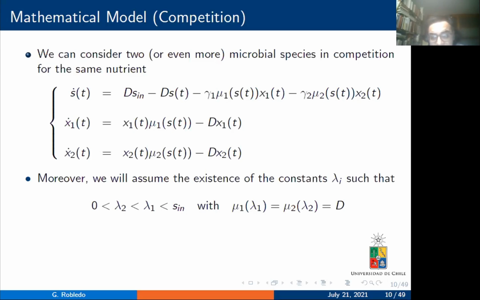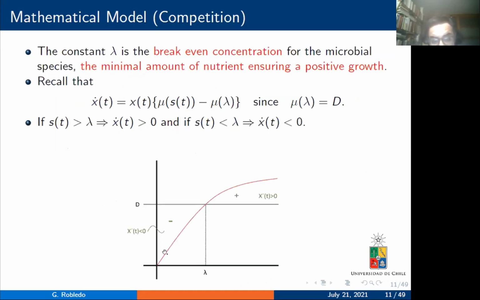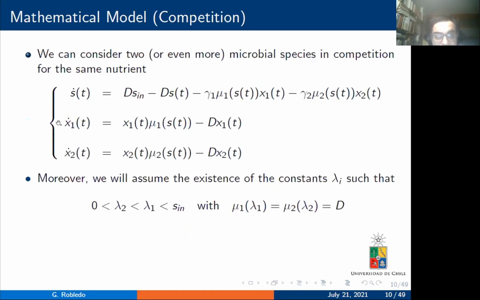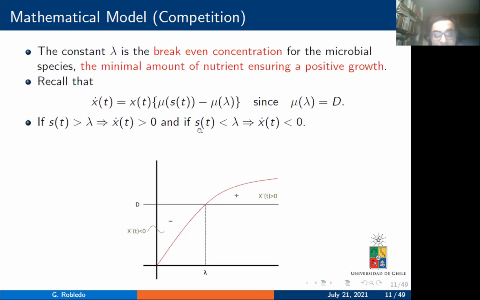In order to understand what are these constants lambda, you can see this identity, the growth function is equal to D. In this graph, the red curve is the growth function, and this line is the constant D. The intersection is reached at this point lambda. Also, let us recall that this equation can be seen as follows, since mu evaluated at lambda is equal to D.